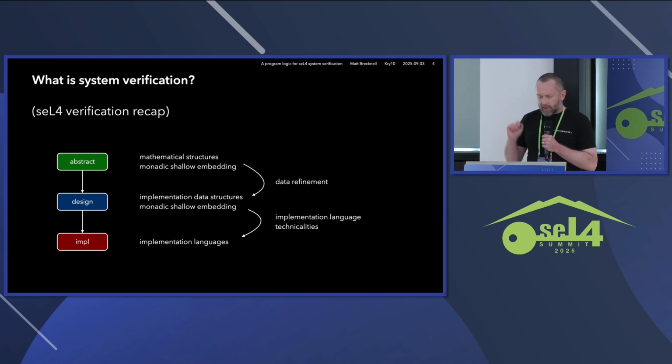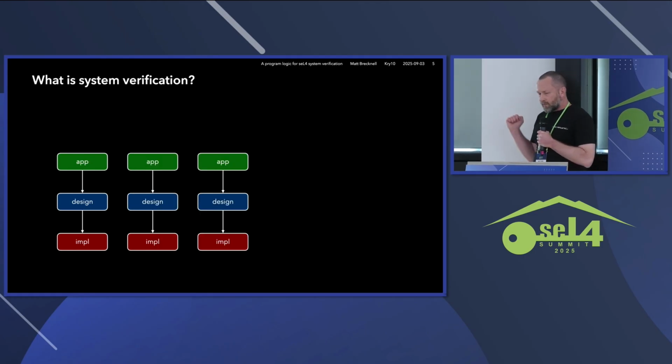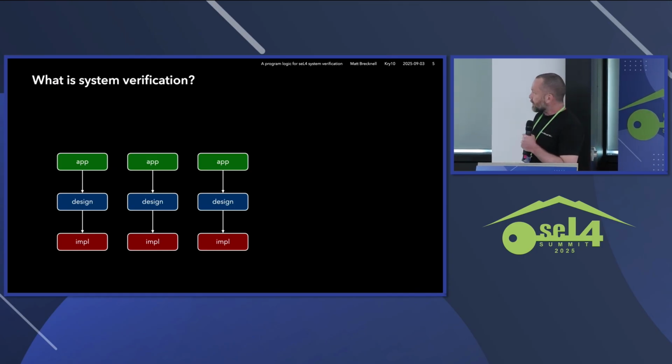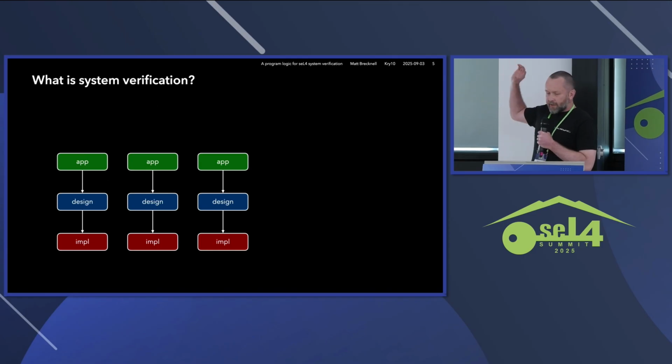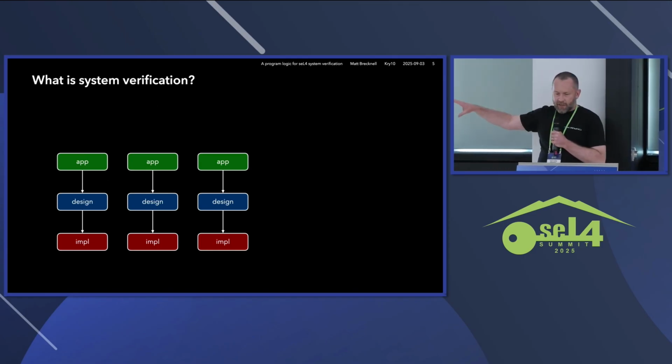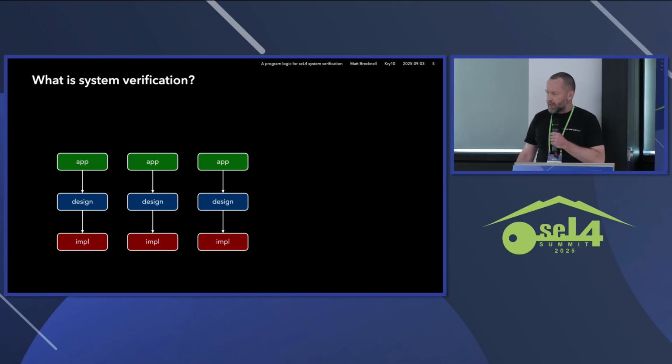So this makes it very easy to write natural specifications that look like programs. Okay, so moving up into user space, we have a system of many apps, and we can replicate this structure for each app. We have an abstract description of an app, its design, and its implementation.